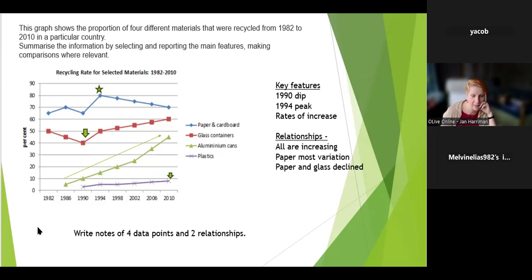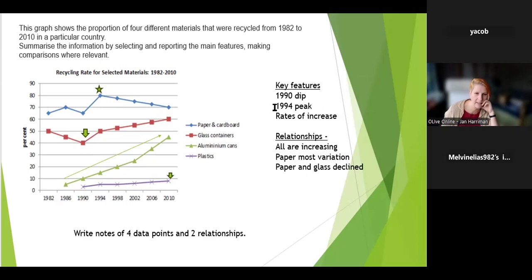It's a line graph, right? And we're going to look at the trends. We've got a rising trend there. We've got a drop. This one was overall rising, but it dropped in 1990. Paper and cardboard also dropped in 1990 and continued to rise, but then began a gradual decrease from 94 to 2010. Okay, these are all of the things that we're going to write down.